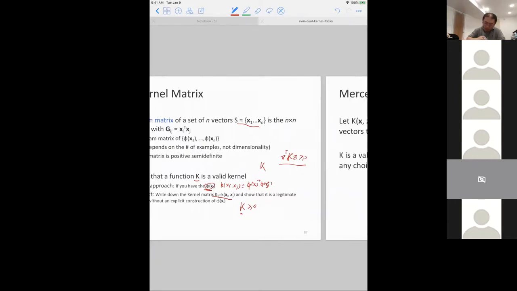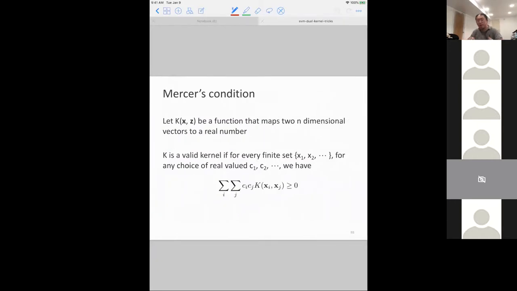Okay, so let us summarize the second approach, the indirect approach. This is called the Mercer's Condition. The Mercer's Condition says that suppose we have a function of two inputs which maps two n-dimensional vectors. So the inputs must be the same dimension. X and Z must be the same dimension to a real number.